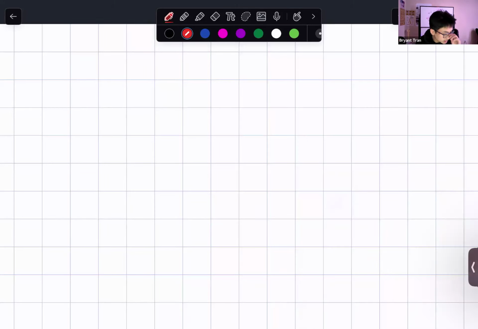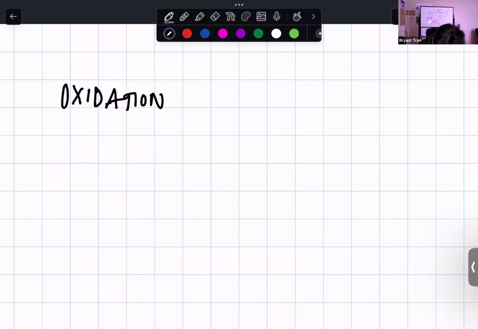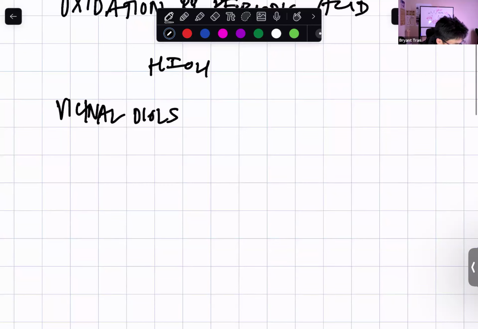Okay. So I see that you went over oxidation by periodic acid, HIO4. So that reaction is going to cleave vicinal diols. Oxidation by periodic acid, which is HIO4. That's going to cleave vicinal diols. So we could have two alcohols that are vicinal or adjacent to each other.